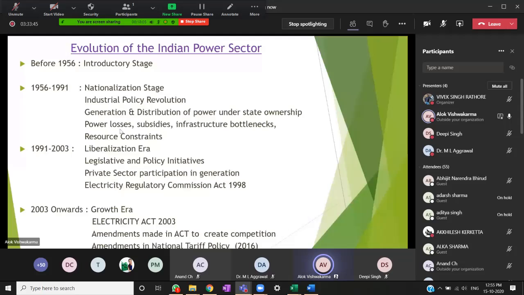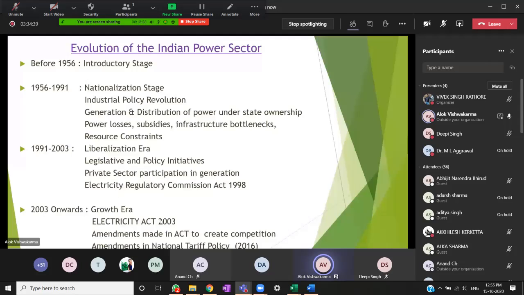Then came the era of 1991 to 2003. Here, one of the most important acts came, the Electricity Regulatory Commissions Act 1998. This act was enacted to form regulatory commissions, like the Central Electricity Regulatory Commission and similarly State Regulatory Commissions. From there, various policy and legal hurdles were removed, and an attempt was made to have growth in the Indian power sector. Then from 2003 onwards, people might have heard of the Electricity Act 2003.